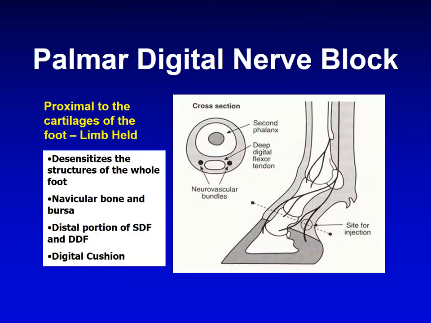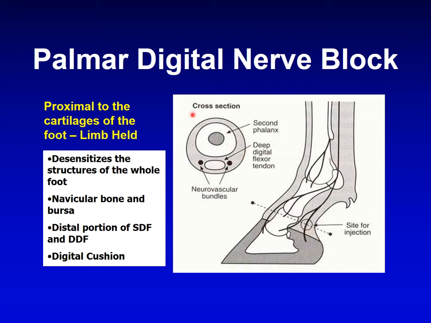The first nerve block is called the palmar digital nerve block, or PD nerve block. You do it while the limb is held. So you hold it, and I have a picture to show you how to do that next. But for now, you hold the limb, and the landmark to do the injection, two injections, of course, both medial and lateral, is proximal to the cartilages of the foot. Remember, we have two cartilages, medial and lateral, that sometimes when they are calcified, we call them side bone. So, proximal to the cartilages, you give the two injections.